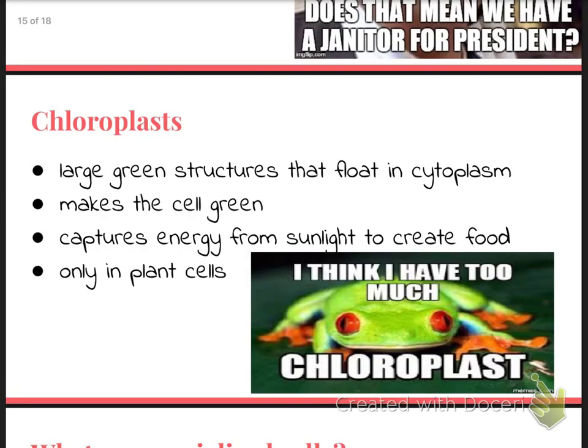Chloroplasts are only found in plant cells, not animal cells. They are the big green structures that float around in the cytoplasm. There's chlorophyll, which makes the cell green, and it captures energy from the sunlight and creates food for the cell. So the whole process of photosynthesis is happening with these chloroplasts. And like I said, they're only in plant cells. They are not in animal cells.